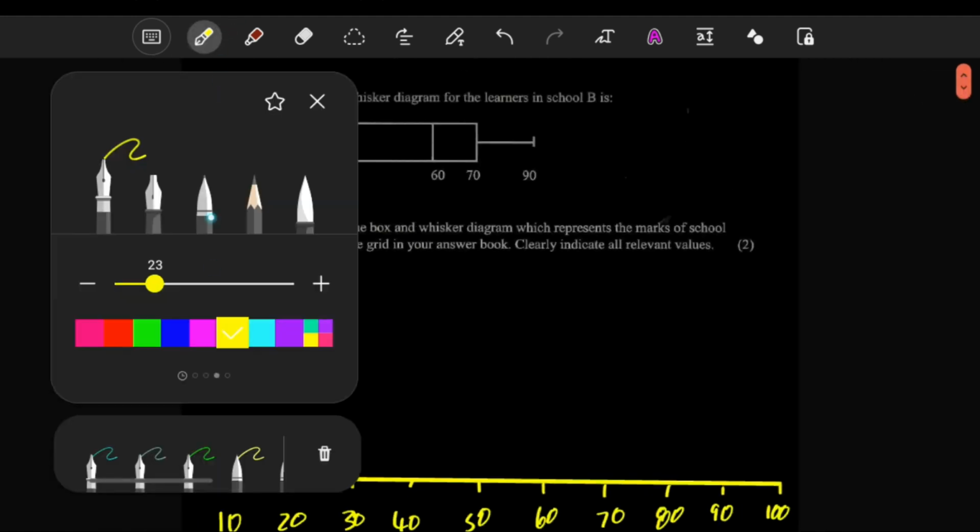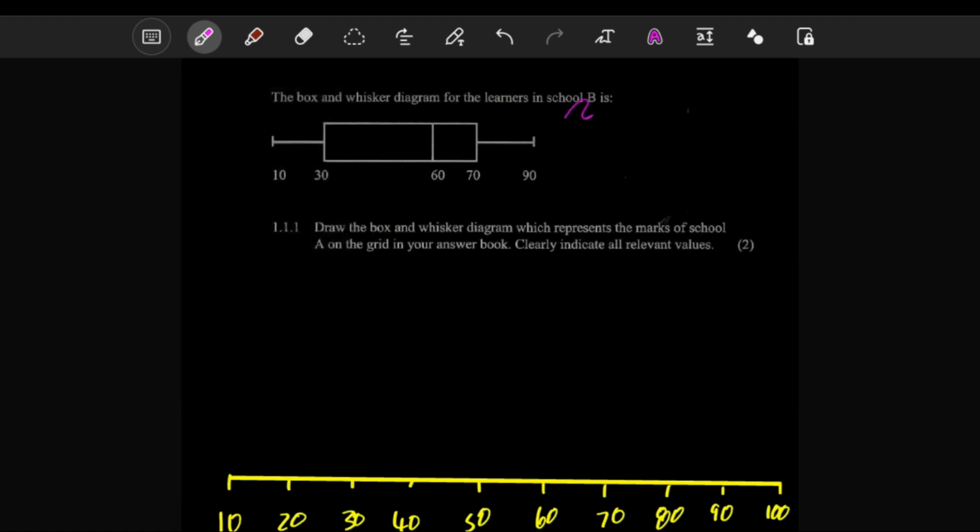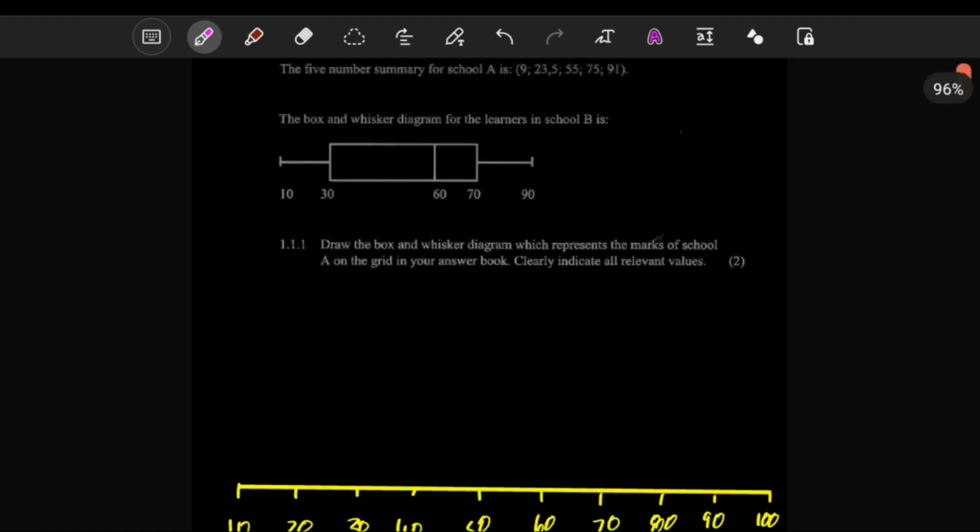All you need is a 5-number summary. As long as you have the 5-number summary, you are good to go. The minimum here is a 9, so 9 is just before 10, and you draw a line just like that. Then this is 23.5, that's your Q1, so 23.5 is somewhere there.